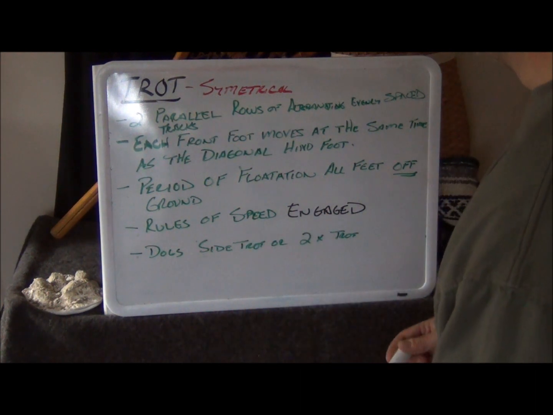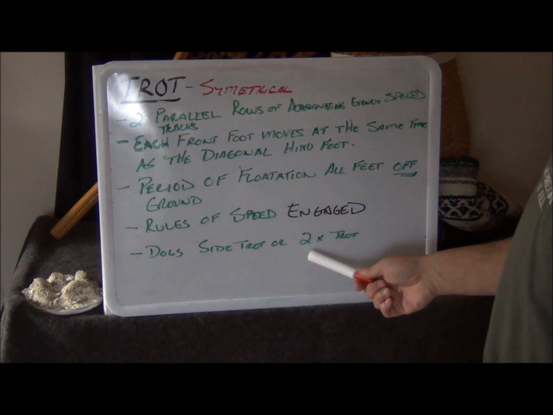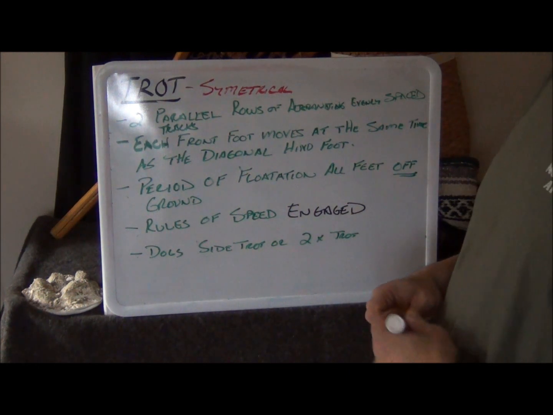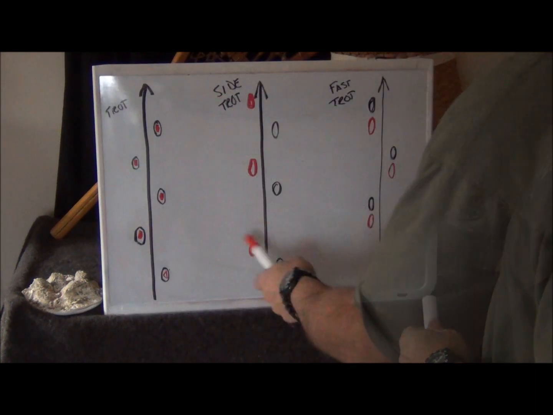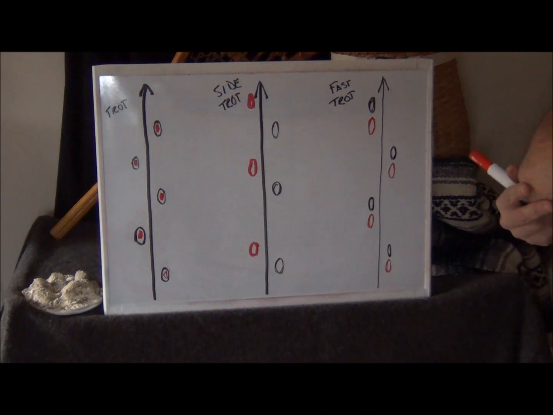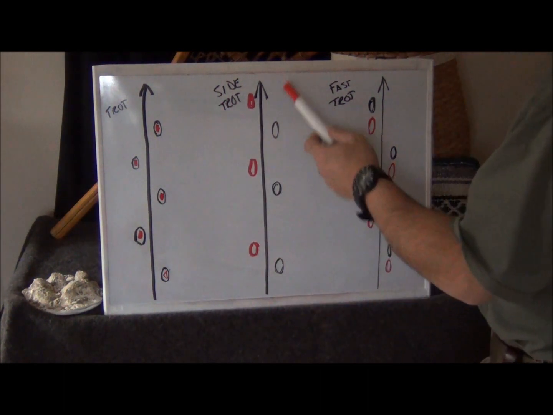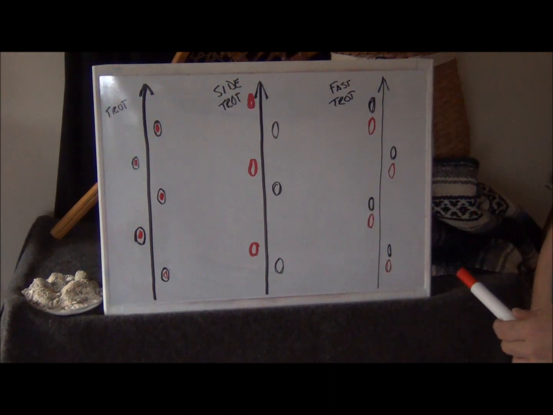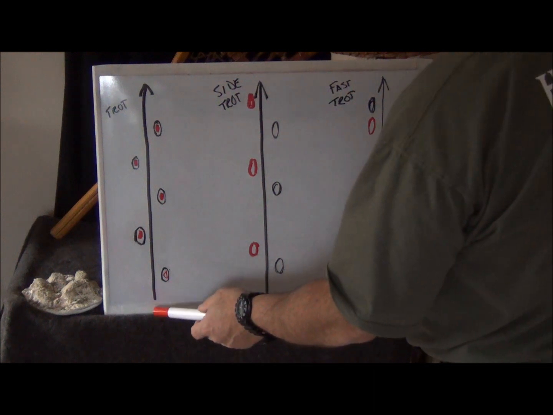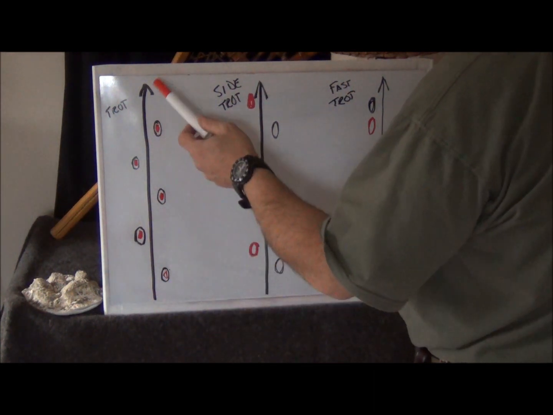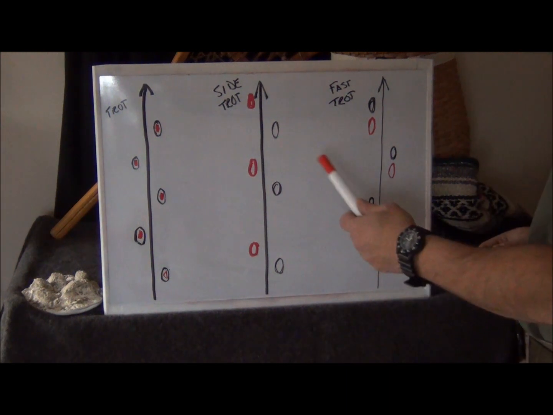In dogs particularly, we have what's known as the side trot or the 2x trot, and you will see that in a moment. Here we have our examples of trots. Again, we have our center line, which is also our direction of travel. Here's your basic trot. It doesn't look much different than a walk.